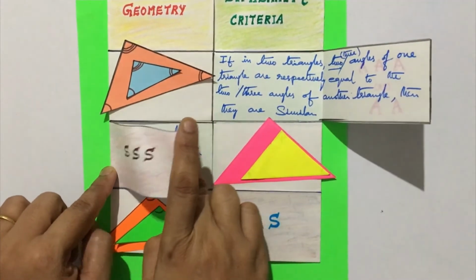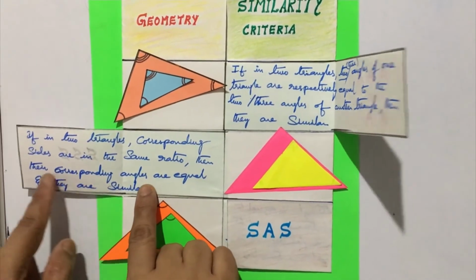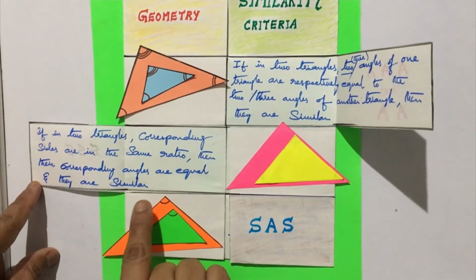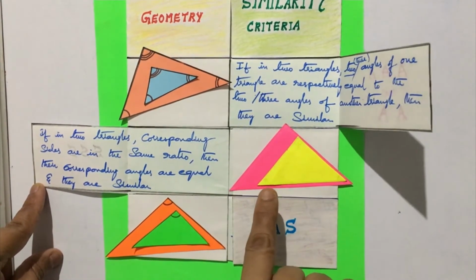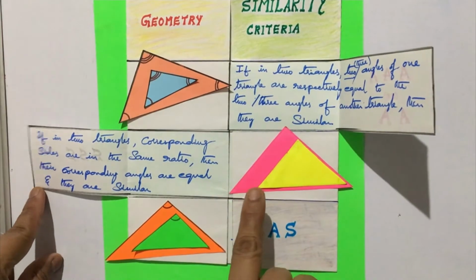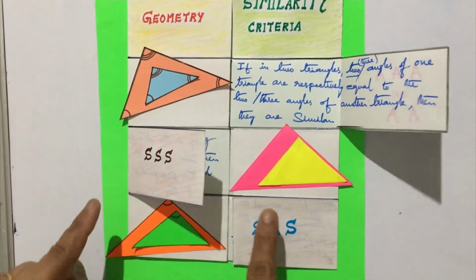And coming to the SSS similarity criteria, what is that one? If in two triangles the corresponding sides are in the same ratio, then their corresponding angles are equal, and the triangles are also similar to each other. This is nothing but the SSS similarity criteria.